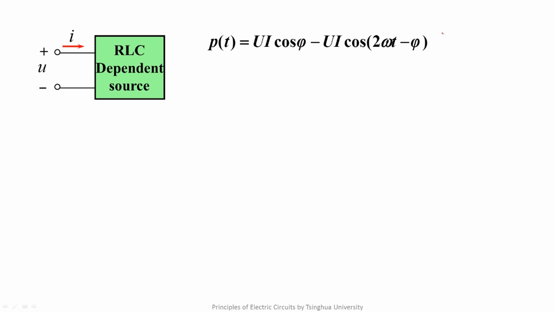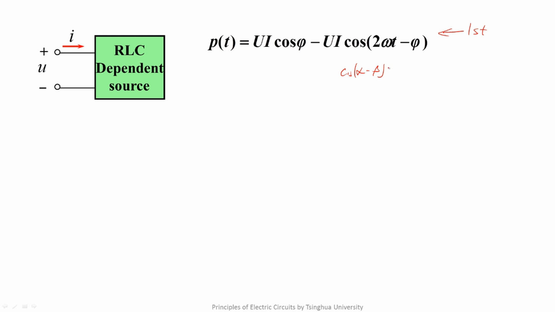We have presented the expression of the absorbed instantaneous power of the general one-port network. We call it the first expression. Based on this, we can conduct further derivation by using trigonometric equivalent transform.